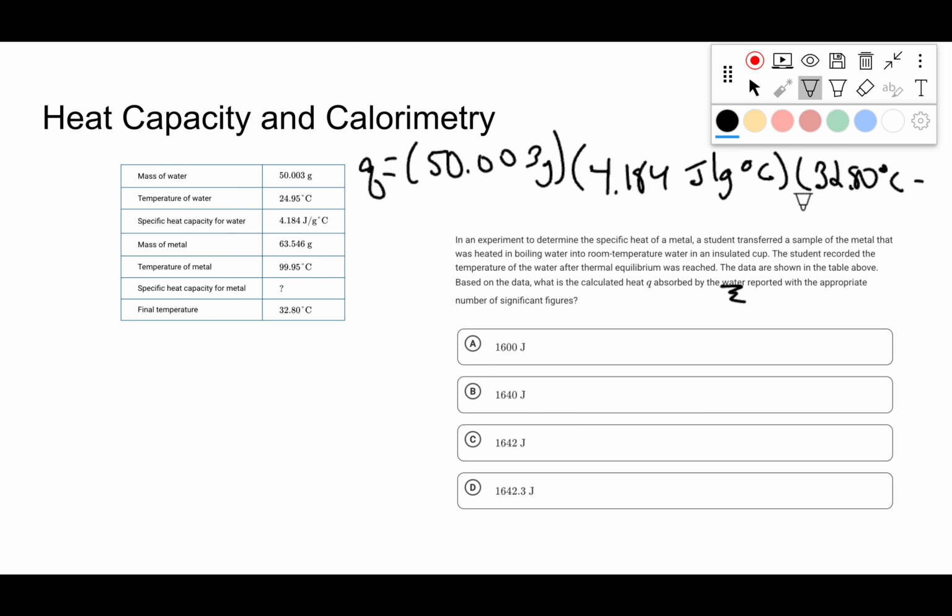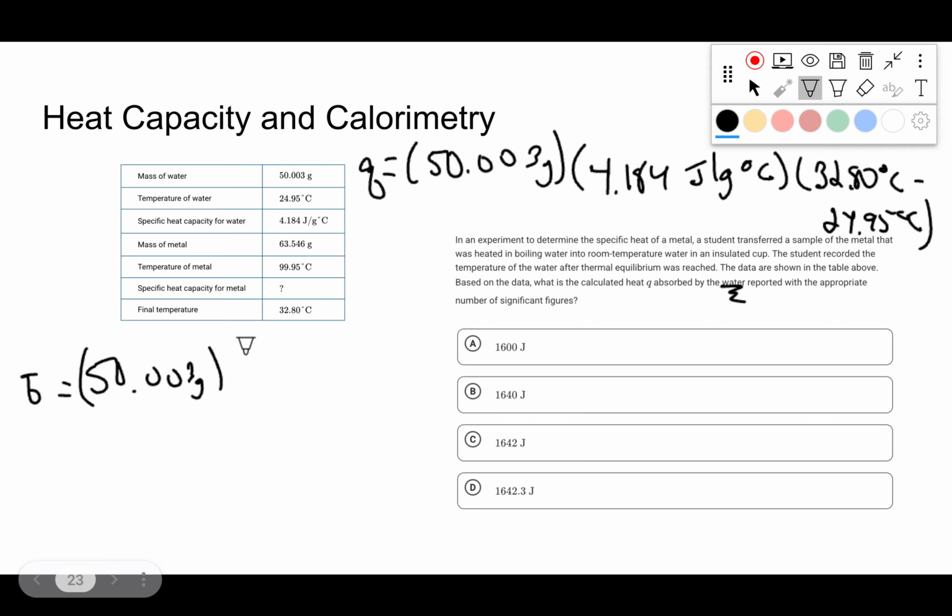minus, and I'm running out of room, so I'm going to write it down here. If I look back at my initial temperature of the water, again, be careful because you have metal and you have water. The initial temperature of my water is 24.95. So then I'm going to end up with Q is equal to 50.003 grams times my 4.184 joules per gram degrees Celsius times, I want to subtract these two. So this time I'm going to do 32.80 minus 24.95.